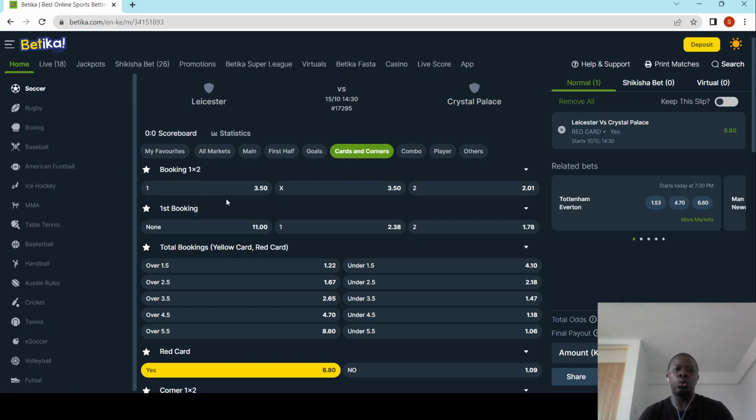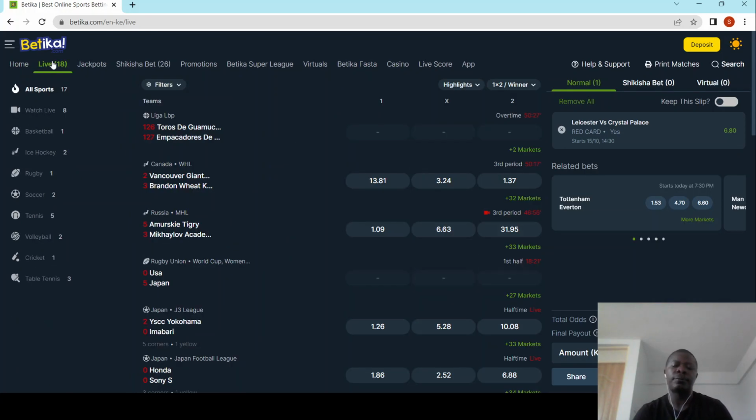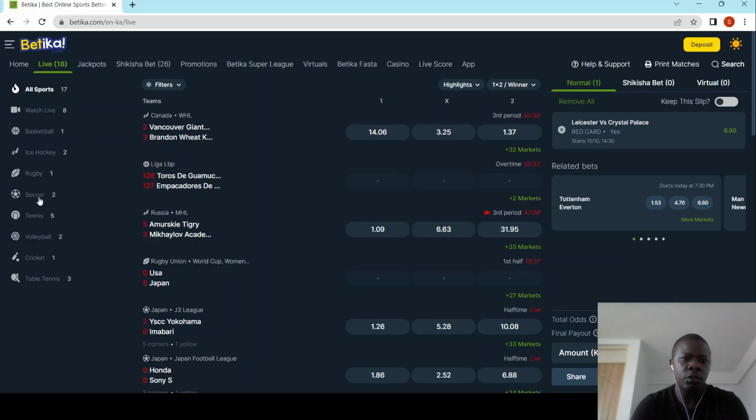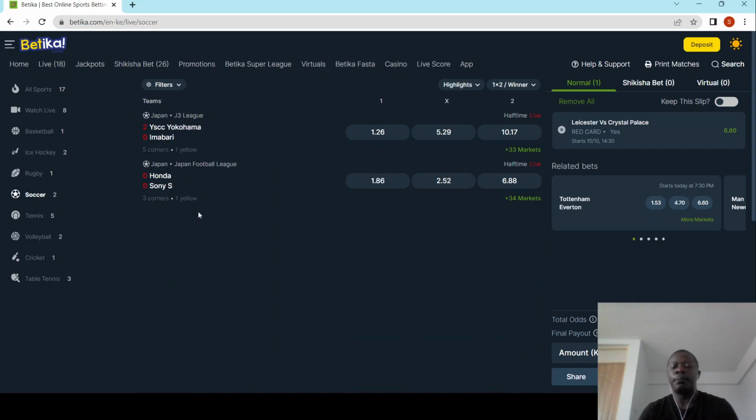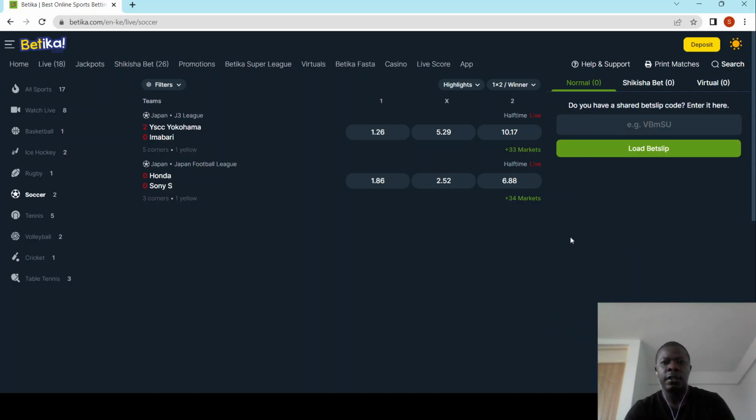But now I want to go to live betting and explain what happens in live betting in soccer. And after that, I will explain jackpot in a short period. So let's go to soccer. Sometimes you missed to bet and the game has already started and you want to place a bet. You can bet on live sport, a game which is ongoing. You can still bet on that, and the odds are there.